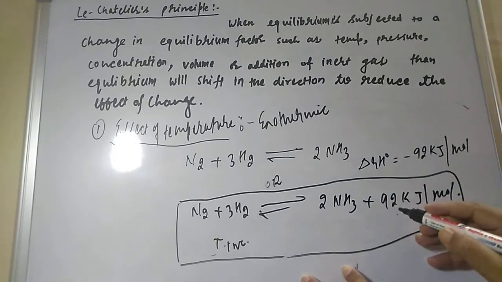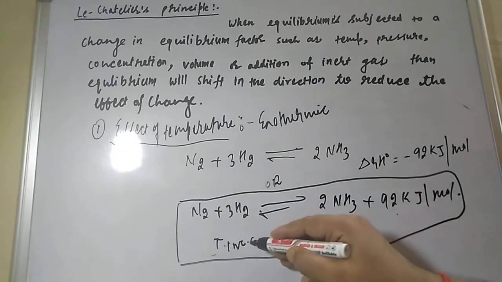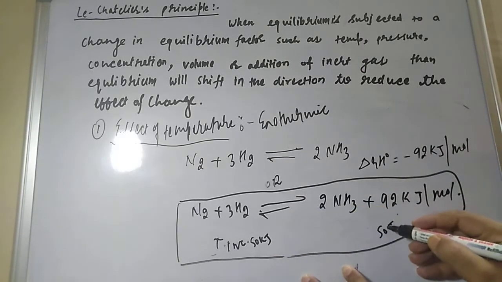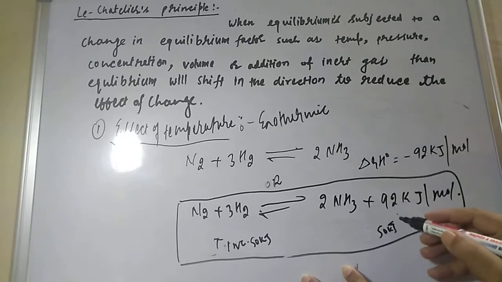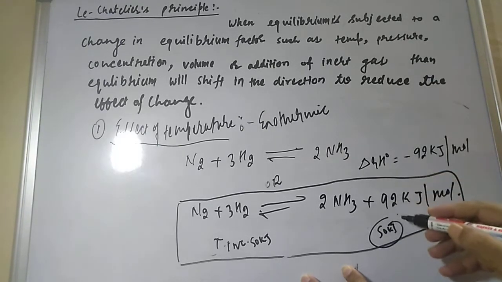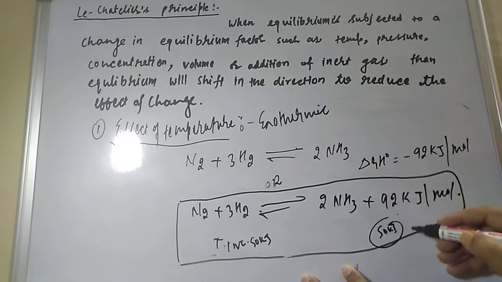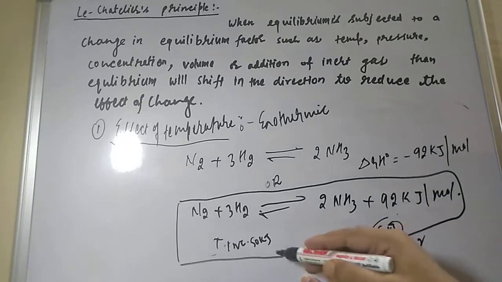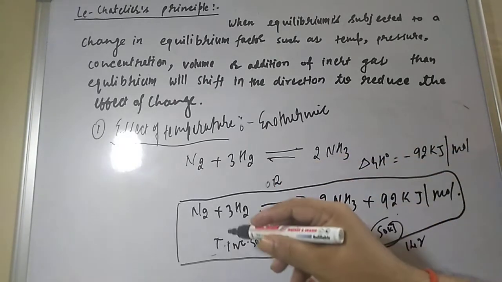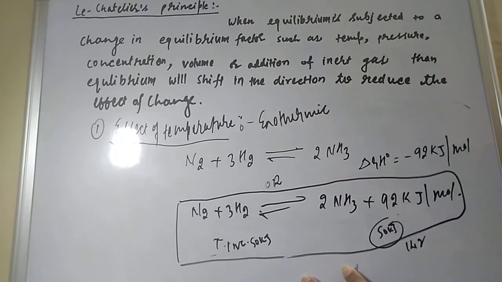If this circle is the system, and you are increasing the whole temperature, how much temperature will be on the product side? Suppose you are increasing by 50 kilojoule, so 50 kilojoule also on this side. So 50 plus 92 will be 142 here, and here is 50. Which direction will it shift? Here is more, so it will go in the reverse direction, so that the temperature will minimize.